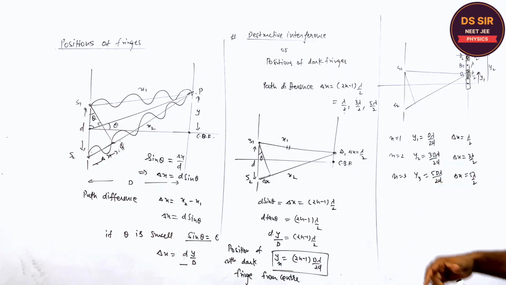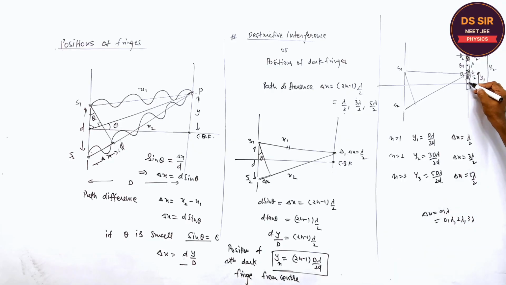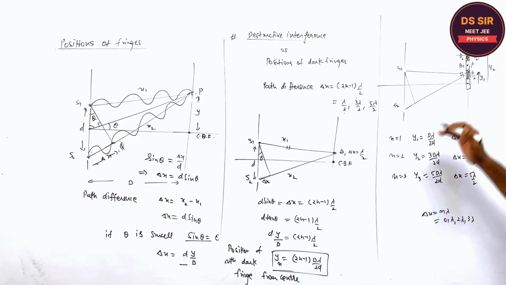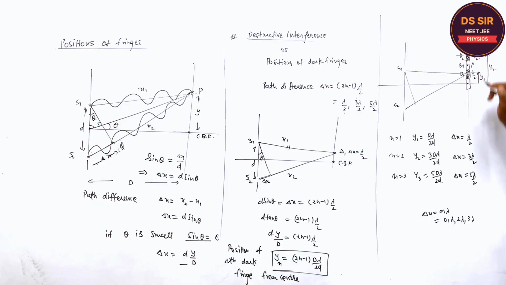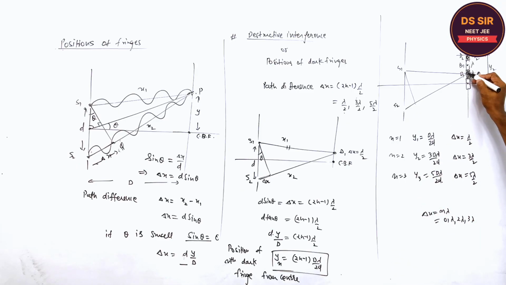If the path difference is in the form of n lambda, 0, lambda, 2 lambda, 3 lambda, here the intensity is maximum. Here is the maximum, maximum, maximum. And when the path difference is lambda by 2, 3 lambda by 2, 5 lambda by 2, intensity reduces to 0. Here the intensity is 0, here the intensity is 0, and here the intensity is maximum, maximum, like this. And this I will write, this is y3. Is it clear, Sanjay? Copy this.